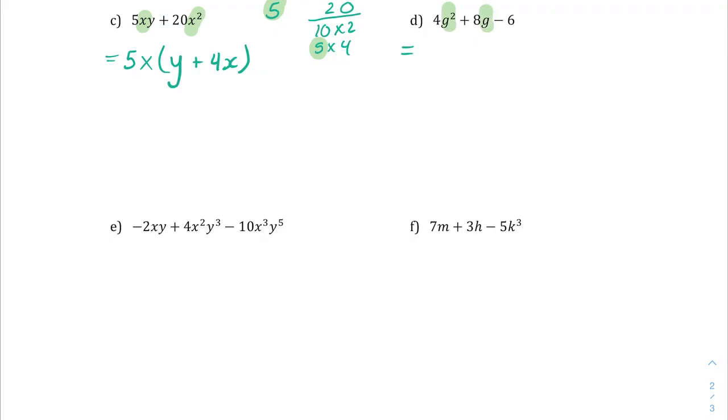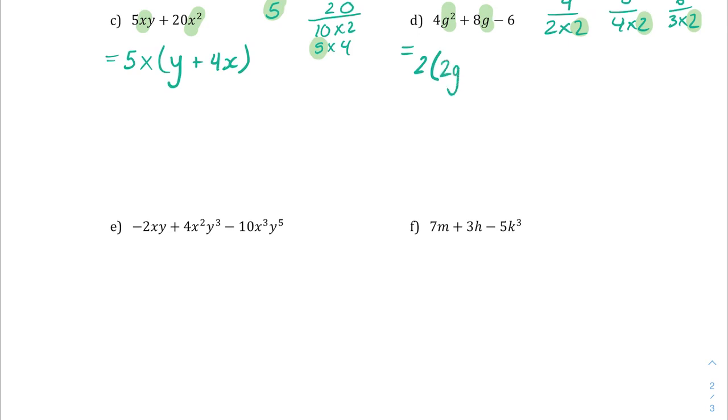We look at the variables, but notice that it's only common in 2 of them, so we cannot factor it out in all 3 terms, so we don't factor it out. Then we look at the numbers, 4, 8, and 6. So for 4, the factors are 2 times 2. For 8 is 4 times 2. 6, 3 times 2. So what is the greatest common factor? In this case, it will be 2. Okay, so let's common factor the 2.